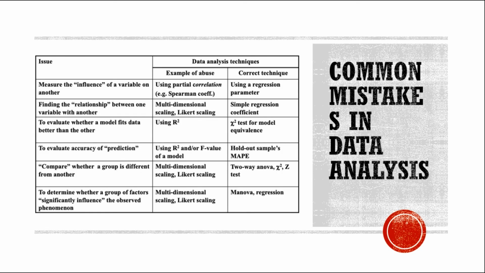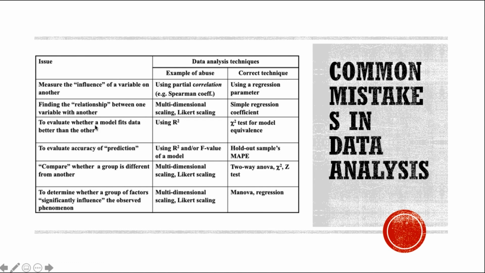Another common mistake in data analysis: to measure the influence of a variable on another, maybe you use a partial correlation coefficient, which is wrong. You may use regression parameters. Or to find the relationship between one variable and another, you use multidimensional scaling, which is wrong. You must use a simple regression coefficient.